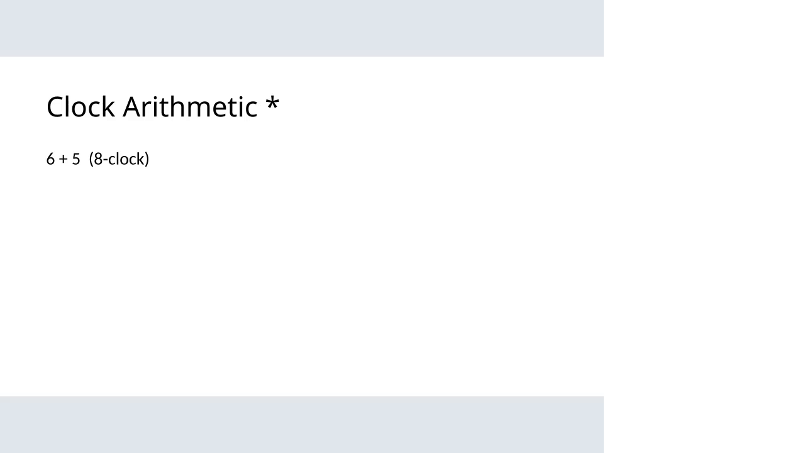6 plus 5 on our 8 clock then. We could draw a picture of an 8 clock. And let's see, I want to start out at 6, and I want to go 5 from there. 1, 2, 3, 4, 5. Puts me over here at 3. And so 6 plus 5 is equal to 3 on this 8 clock.